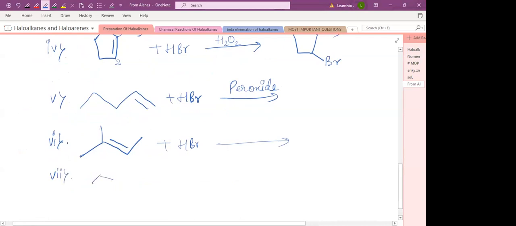And then one more thing, just tell me this. If here is a double bond, carbon, and here a CH2 group, right? And if I use HBr in the absence of peroxide, then what will be the product?